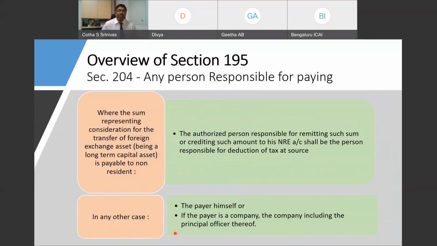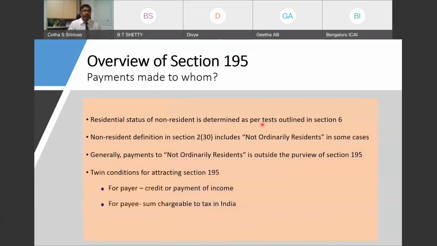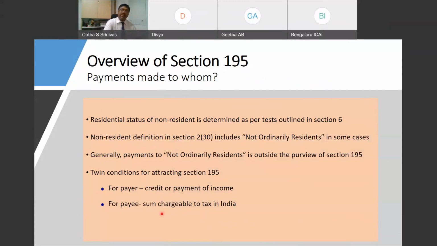So section 204, as I already explained, defines any person responsible for paying. When I share this particular material, you can go through this in detail. Payments made to whom? There are twin conditions for attracting section 195. For the payer, it is credit or payment of income, and for the payee, the sum chargeable to tax in India. That's what I was telling. Only the sum chargeable to tax in India is subject to TDS under section 195.